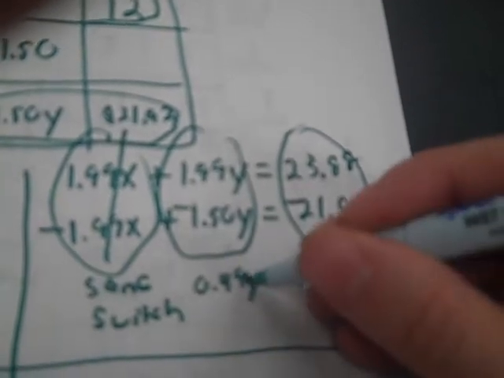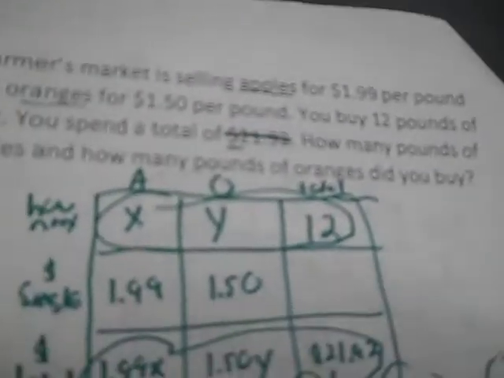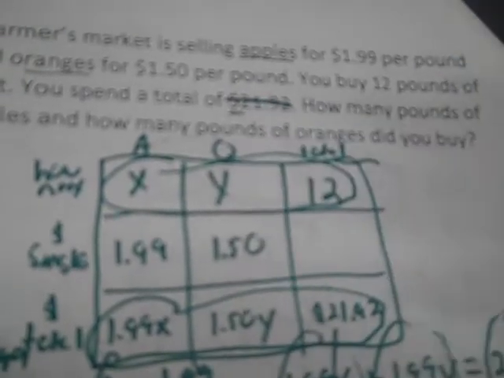So now it's time to dot and divide, but you got to divide by 0.49, okay? Not just 49. You got to get the decimal there. It's not going to work. So 1.96 divided by 0.49 is 4, okay? And that was Y. So where was Y at? Right here, and that's your oranges. So 4 pounds of oranges, okay?